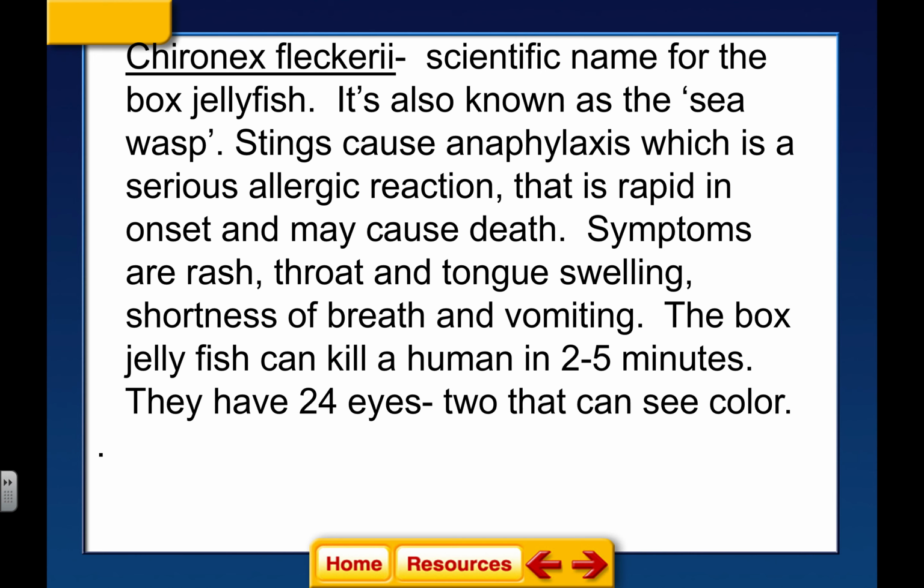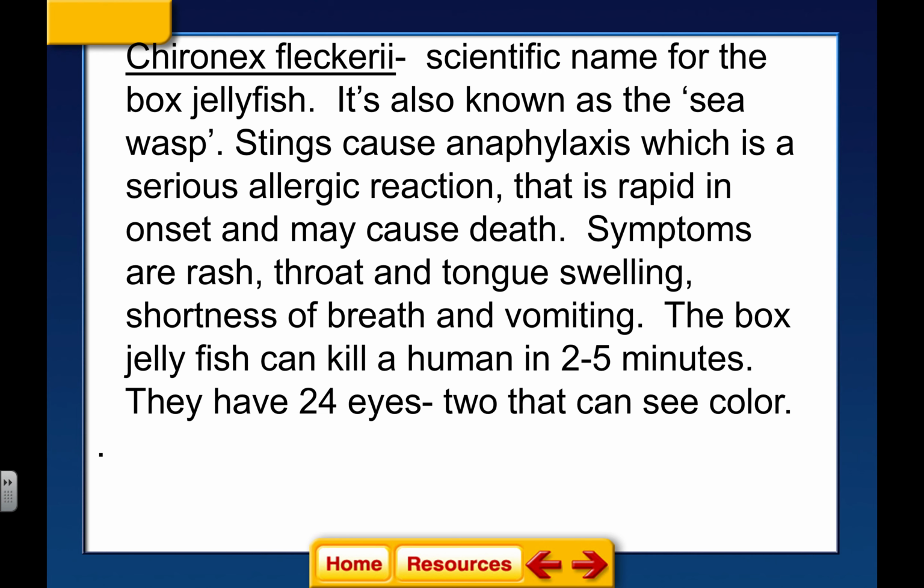Symptoms include a rash, your throat and tongue swell up. This is a problem. It makes it hard to breathe. You get very short of breath. Vomiting can ensue. The box jellyfish can kill a human within 2 to 5 minutes.